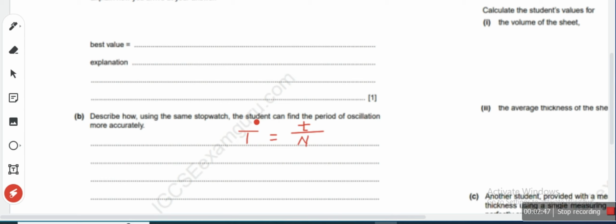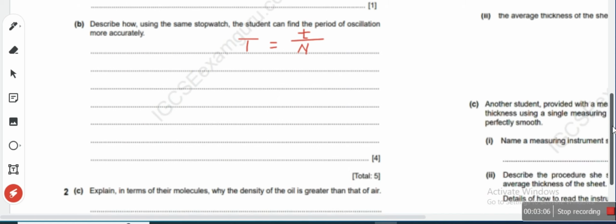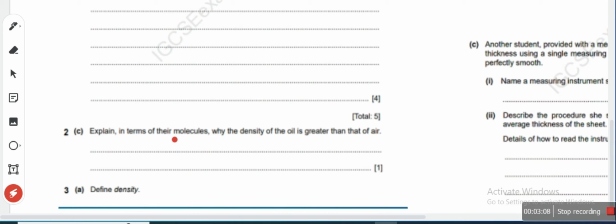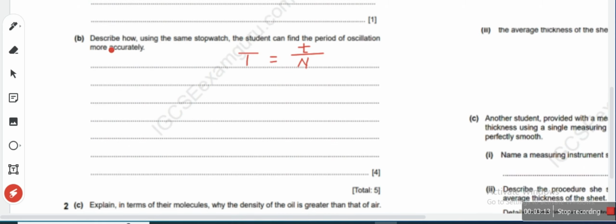Now when you do this, of course you need to measure two or three different T's and calculate an average just to make your reading more accurate and reliable. Some of this must be stated in your answers: the fact that you have to repeat readings and calculate an average to make it more accurate and also reliable.